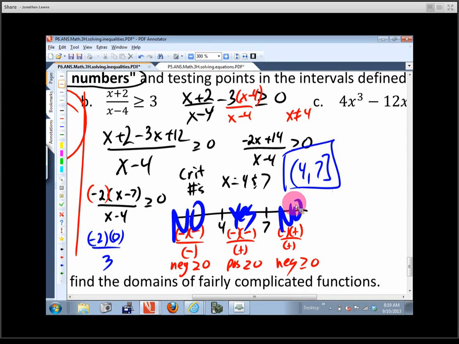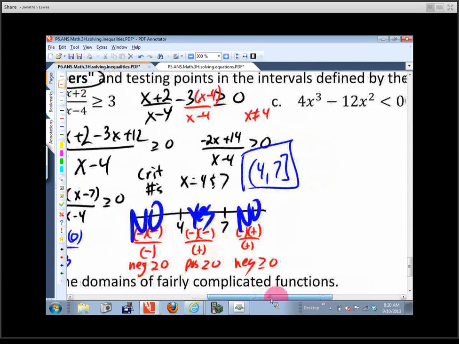Again, the important part here is that you compare it to 0, factor it, find the critical numbers, and then pick test points in each one of the intervals. Okay? And this little thing we did here, all we're interested in is the sign of the answer. Is it positive? Is it negative? So we call that a sign line. Any questions there?